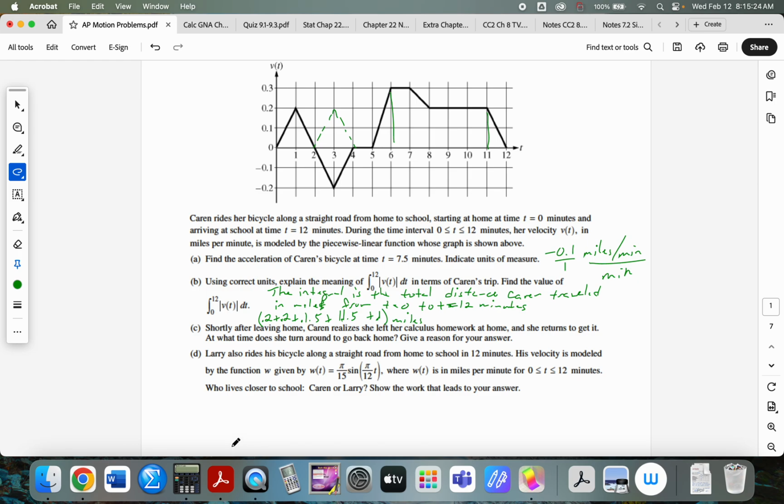And again, on the AP exam, you don't have to simplify that if you don't want to. In fact, I would suggest that you don't. Shortly after leaving home, Karen realizes she left her calculus homework at home. Oh no. And she returns to get it. At what time did she turn around to go back home? Give a reason for your answer. When did she turn around to go back home? At t equals 2. How do we know that? Velocity changes sign, specifically from 2 to 4, from positive to negative.